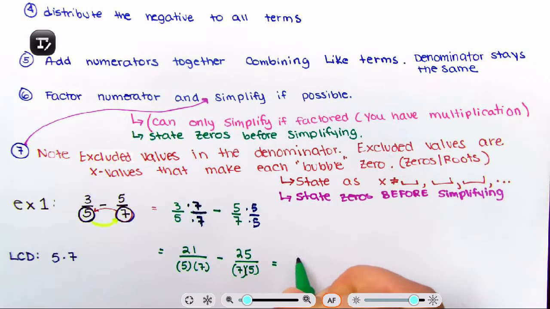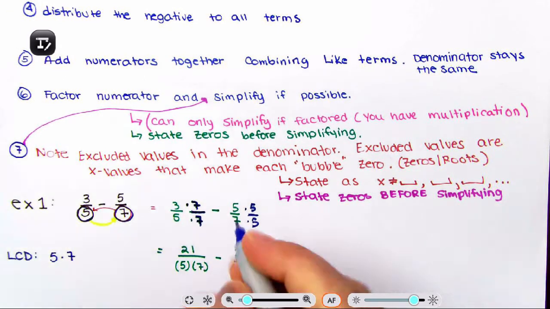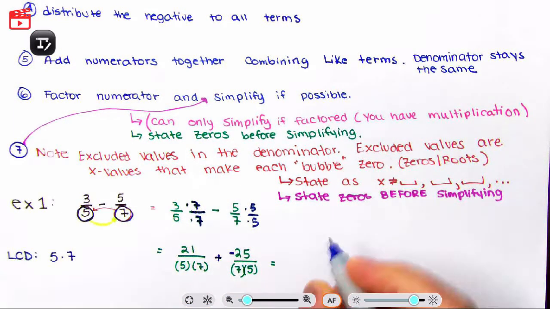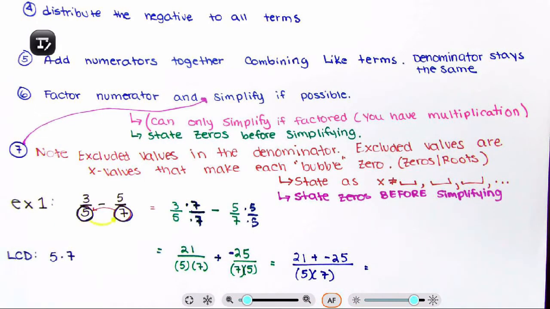Okay, so now we have 21. Oh, you guys, I almost skipped number 3. Number 3 says if subtracting, convert to adding a negative. So we're going to convert this to adding a negative. So I'm going to distribute this negative here, and I'm going to make this addition. So that means I have 21 plus a negative 25. And then I have 5 times 7. So 21 minus 25, that is a negative 4.